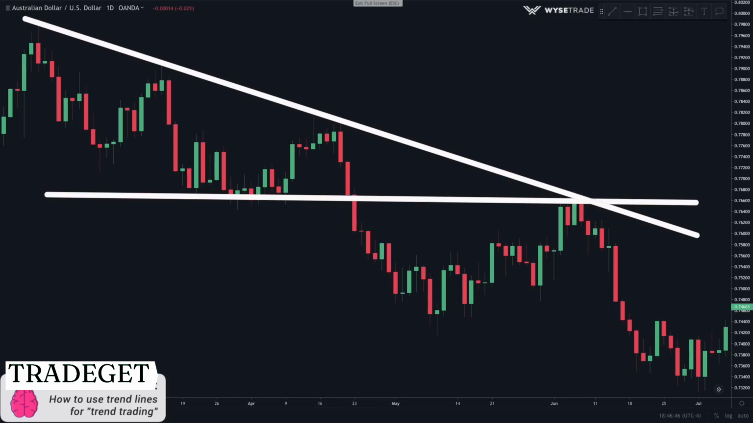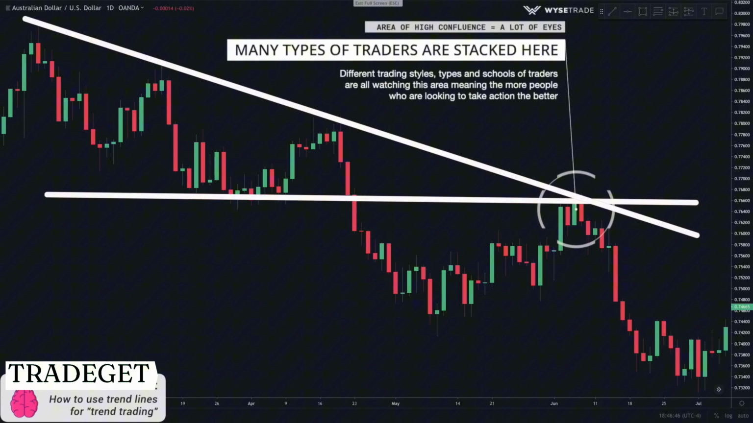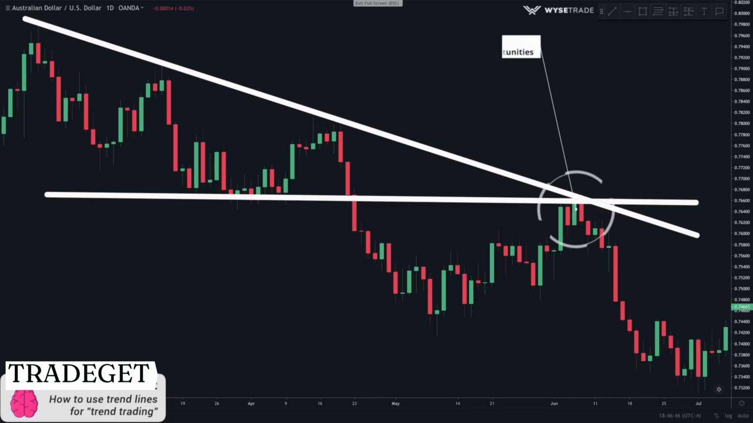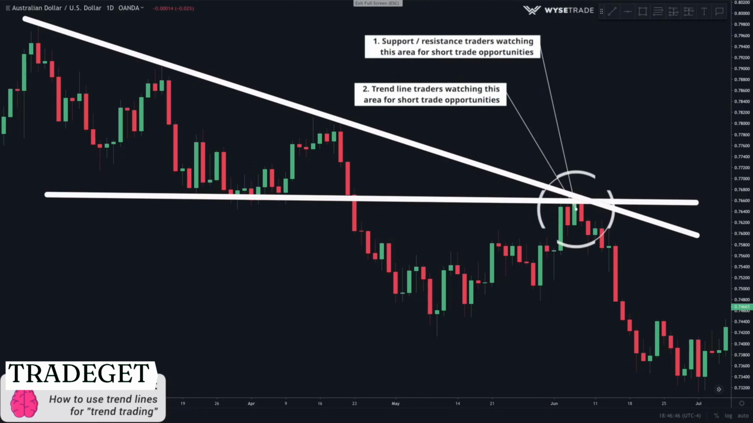So let's take this one step further. This area is of high confluence because different schools and types of traders are all watching it. First, you would have support and resistance traders eyeing this area for possible short trade entries. Second, you would have trendline traders eyeing this area for possible short trade entries.